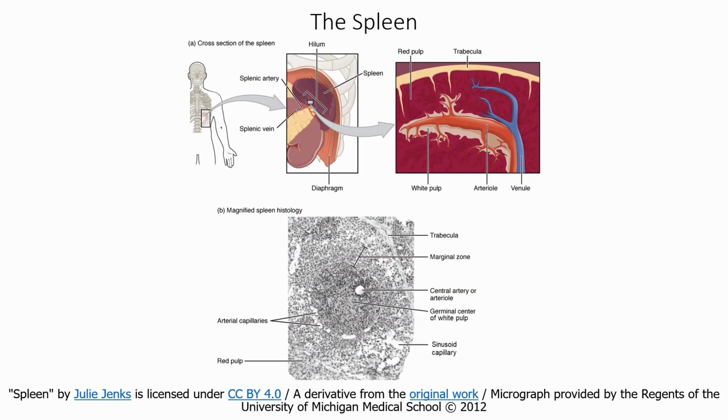We have a lot of cavities, basically big venous sinuses in there that are going to be filled with blood. And then the white pulp is mainly going to be white blood cells, right? That can help filter out any debris and pathogens that may come through. So you can think of the spleen as a filter as well as a reservoir for blood.